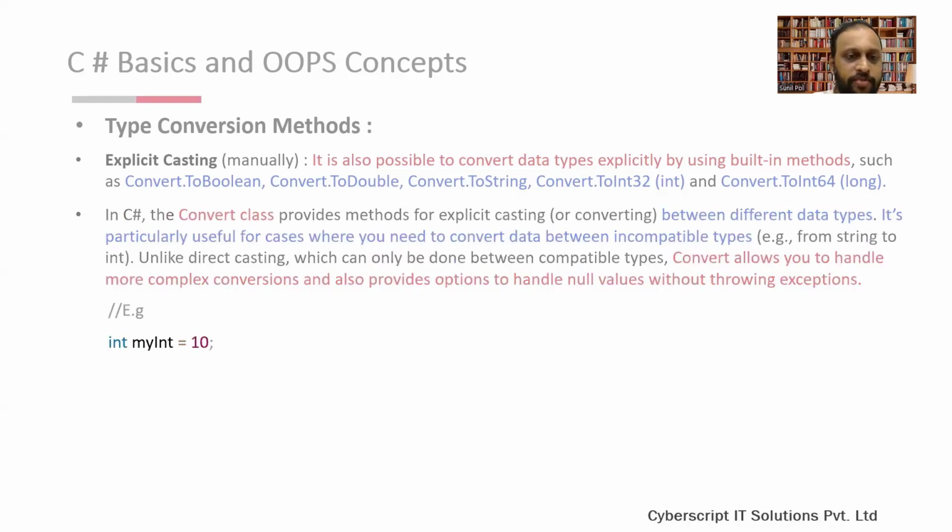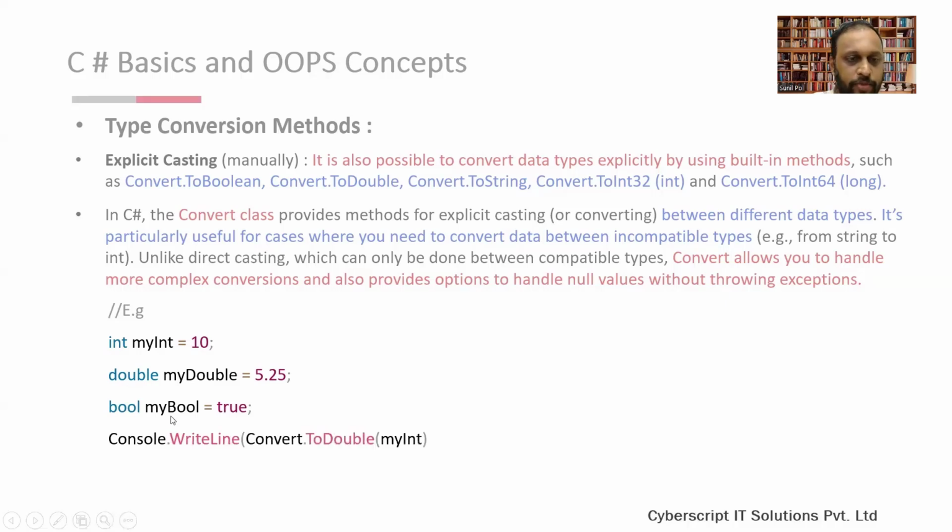So let's understand this with an example. Here we have declared one myInt variable, which is of type integer. Now there is one more double variable and myBool variable, which are of type double and bool respectively. And now I am printing that information on the command prompt.